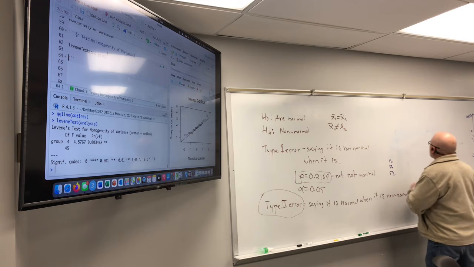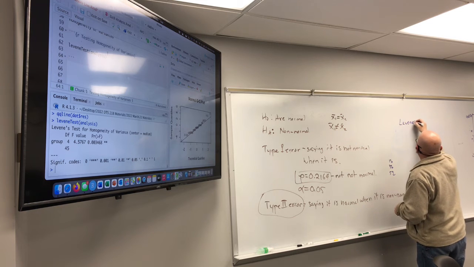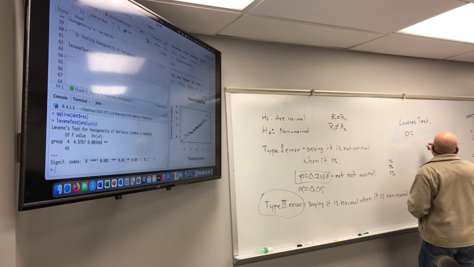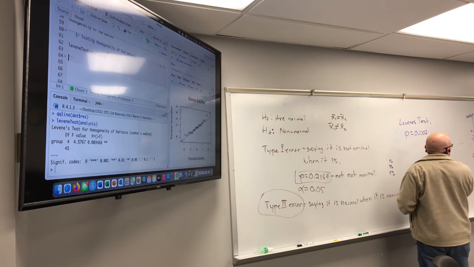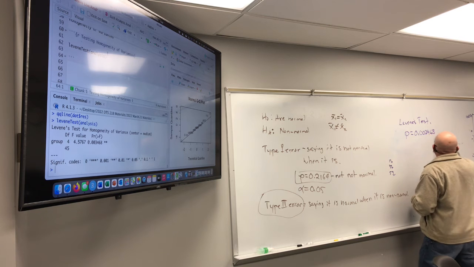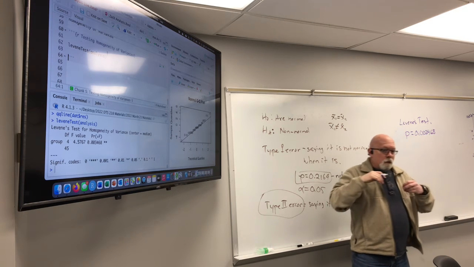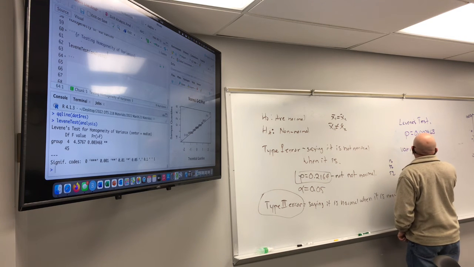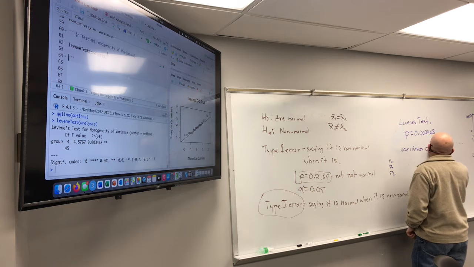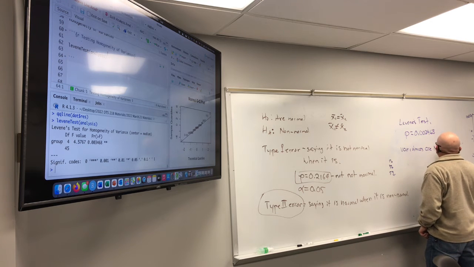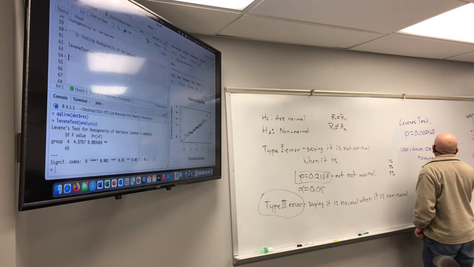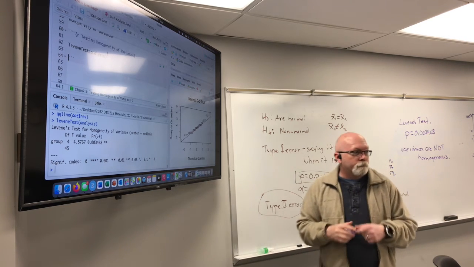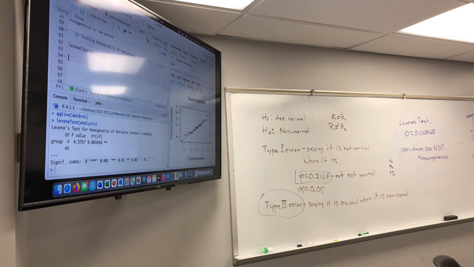So in this case, we ran Levene's test. We got a p-value of 0.003468. What that tells us is that variances are not homogeneous. And this is a problem. It's on the actual data now.